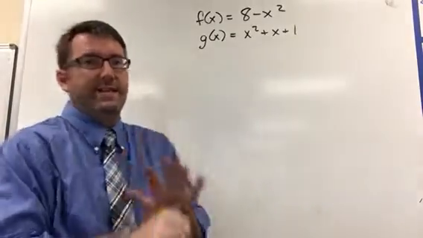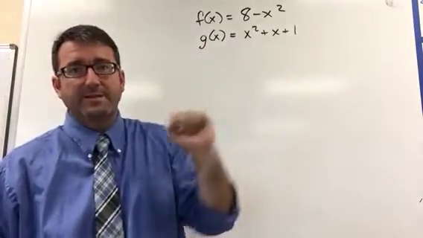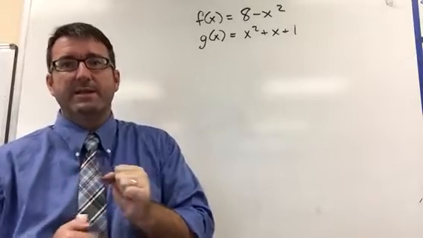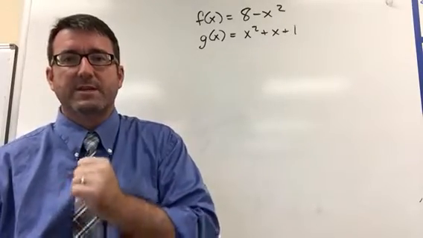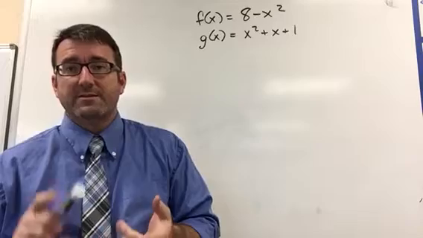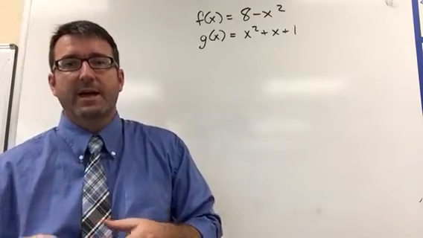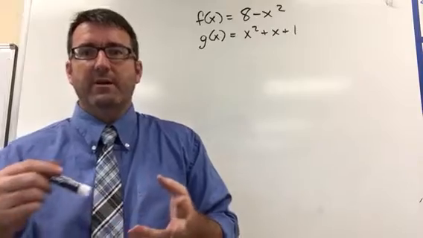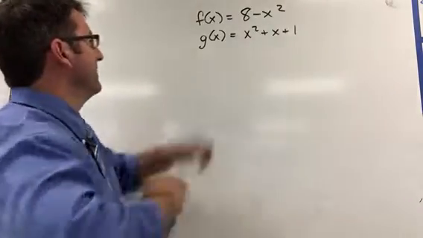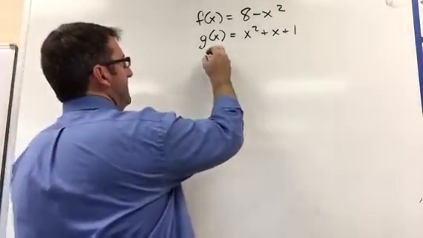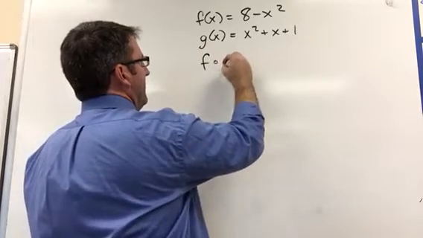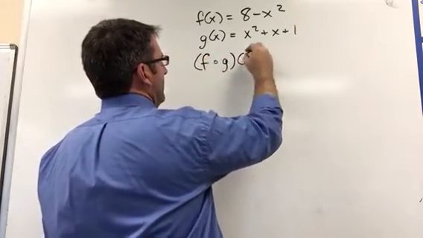All right, for number 17, we're given these two functions, f of x equals 8 minus x squared and g of x equals x squared plus x plus 1. We're asked to find f of g of x and g of f of x and f of g of 6. So let's start by finding f of g of x.